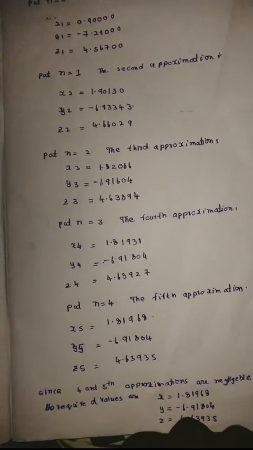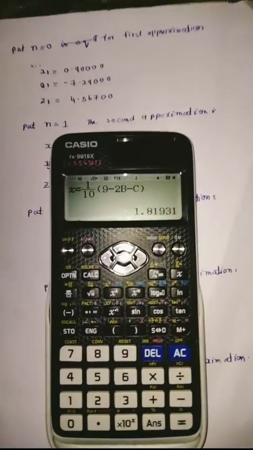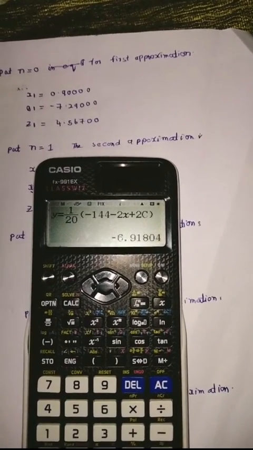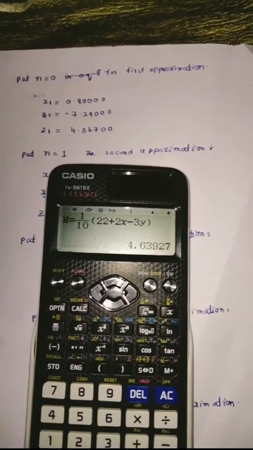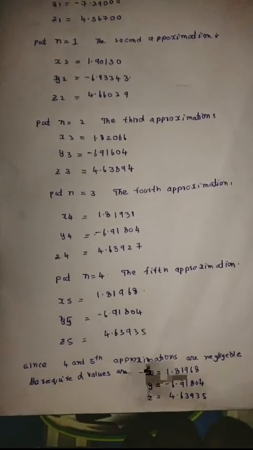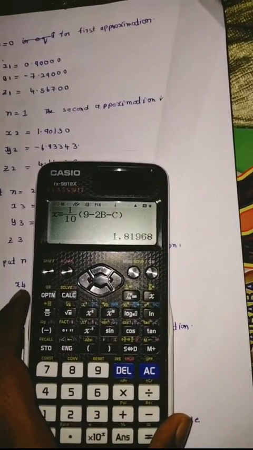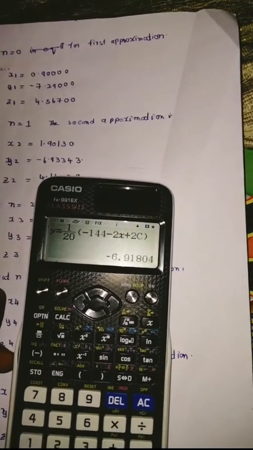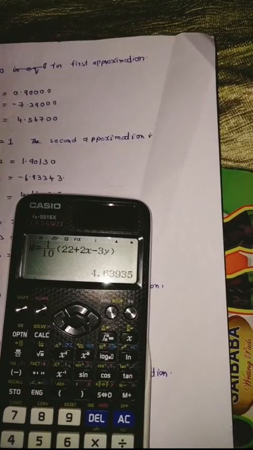Put n is equal to 3, the fourth approximation: x4 is equal to 1.81931, y4 is equal to minus 6.91804, z4 is equal to 4.63927. Next, put n is equal to 4, we get the fifth approximation: x5 is equal to 1.81968, y5 is equal to minus 6.91804, z5 is equal to 4.63935.